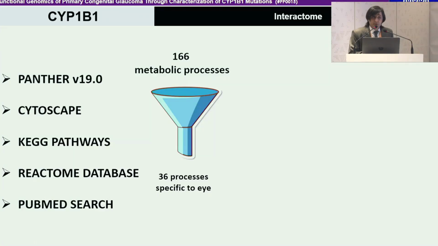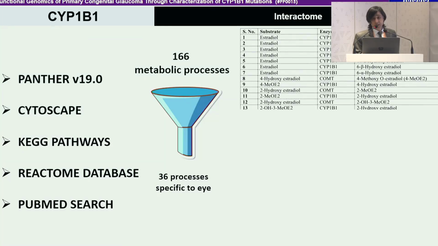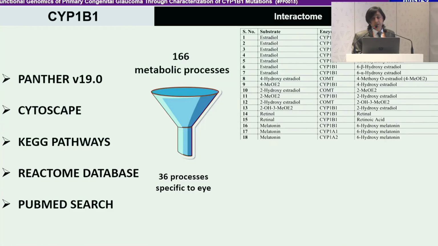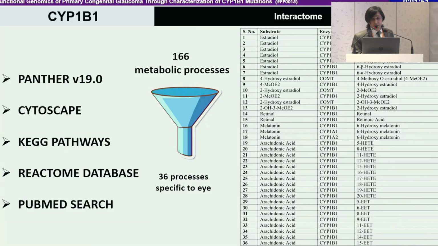After that, we thought, let's look into the various pathways that CYP1B1 plays a role in. We checked the literature using online tools, and we came up with 166 metabolic processes. Then we sorted them on the basis of their functionality in eye development. 36 processes were there, and they were sorted into types of pathways: estradiol metabolism, retinol metabolism, melatonin metabolism, and arachidonic acid metabolism.